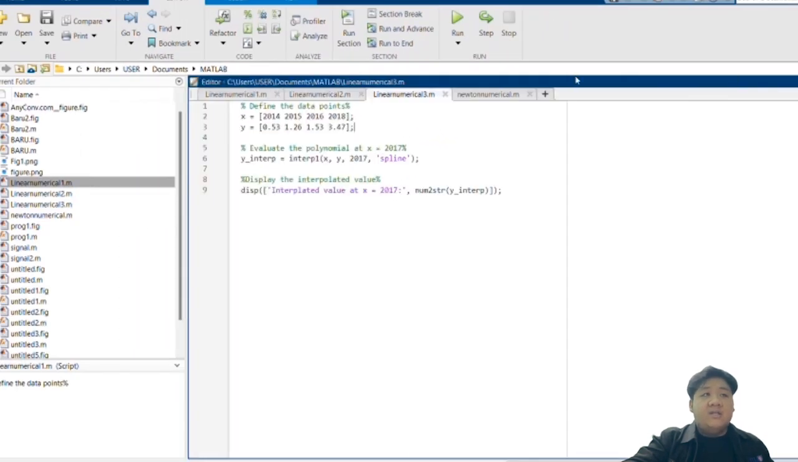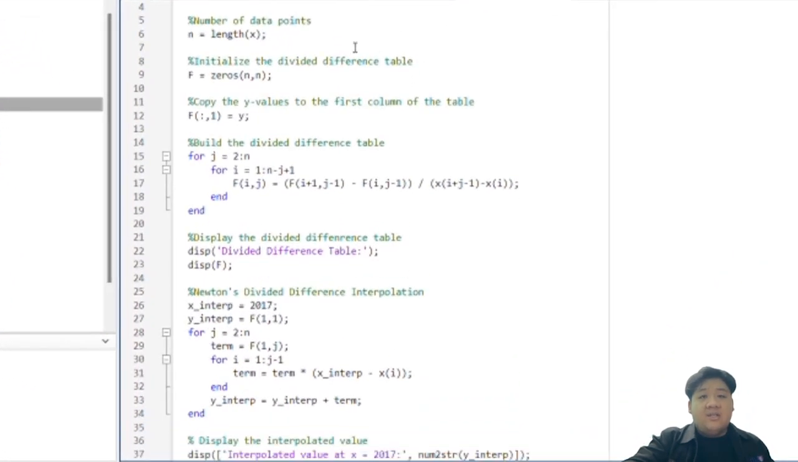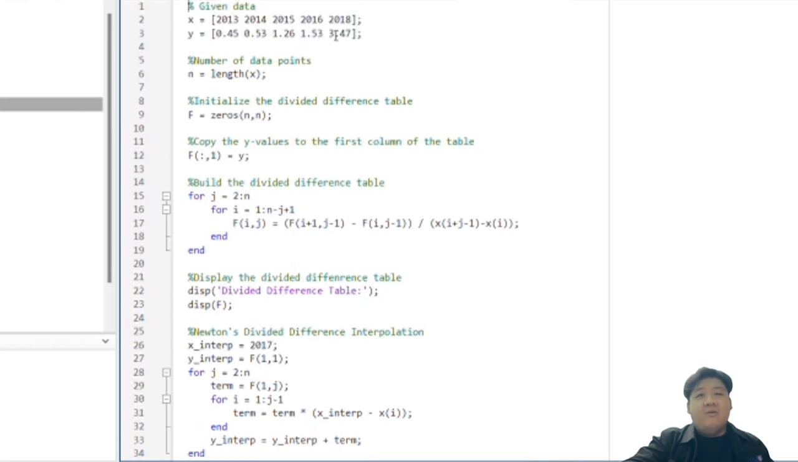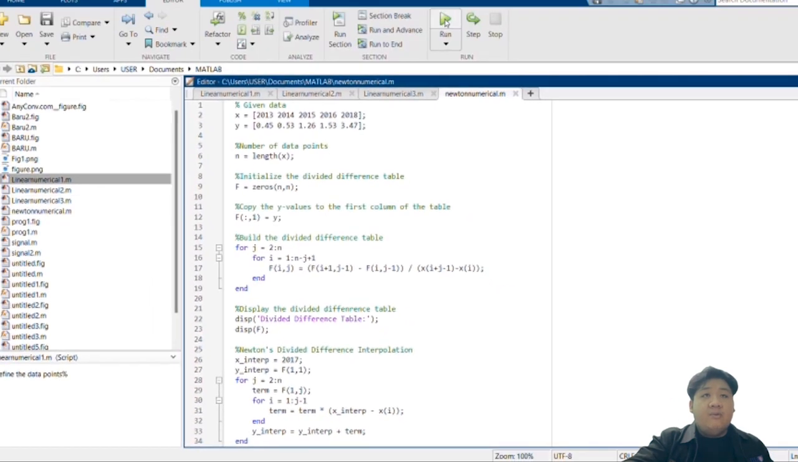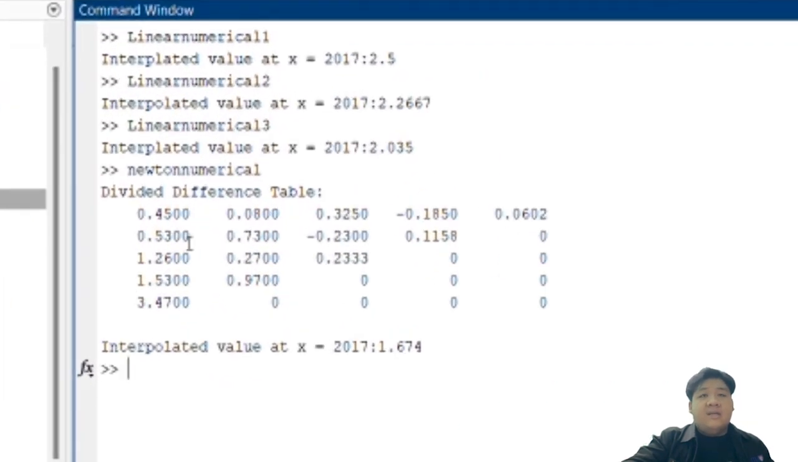Same as the calculation. Okay, next and last, for Newton divided difference. This is all the coding we have to use. We have to key in the information. When we run, it gives the table, and the interpolated value at x for 2017 is 1.67.